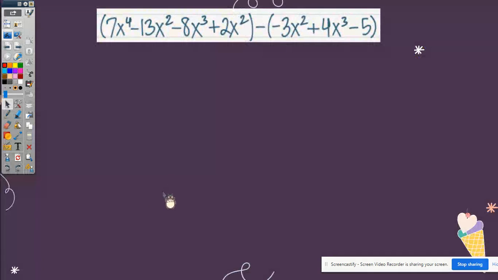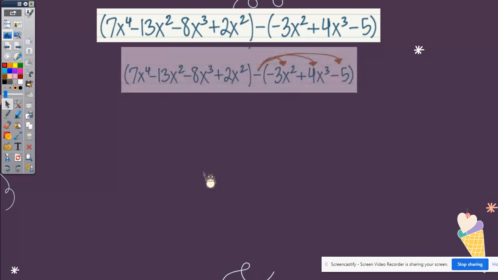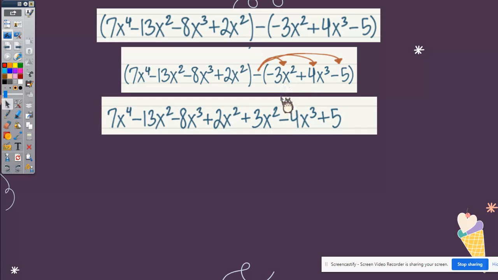Okay, here's another one. So remember, your first step is to distribute the -1. So this is not as easy as addition. Addition, things kind of stay the same, but here you can see that this whole polynomial changes its identity. So instead of -3x squared, it becomes positive. Instead of +4x to the 3rd power, it becomes negative. And instead of -5, it is now positive.